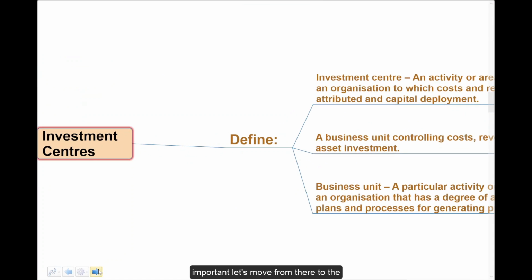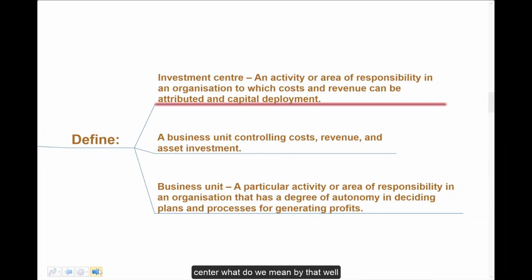Let's move from there to the investment center. So far, we've discussed cost center, costs only; revenue center, revenue only; profit center, both, i.e. costs and revenues. Now we've got to the big boy, as it were, an investment center. What do we mean by that? Well, basically, again, an activity or area of responsibility where costs and revenues can be attributed, and capital deployment.